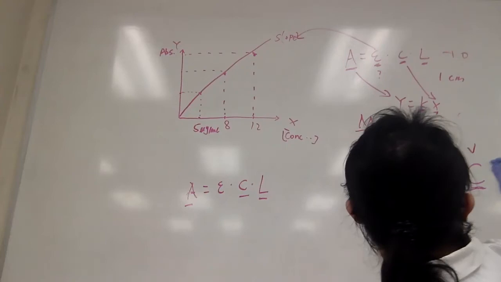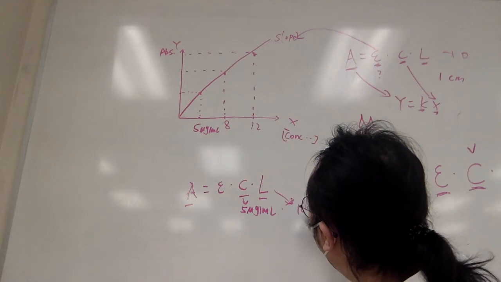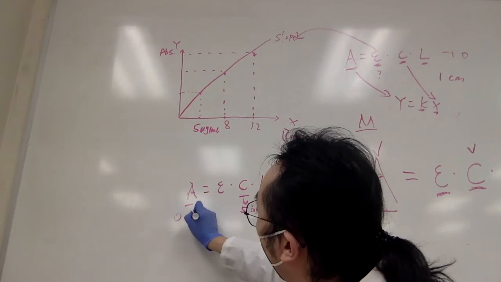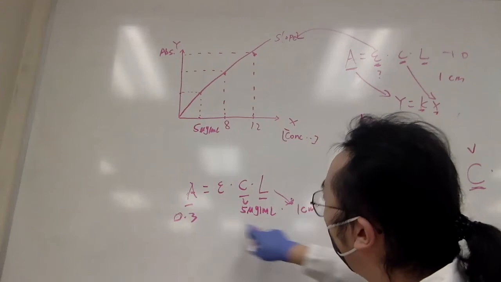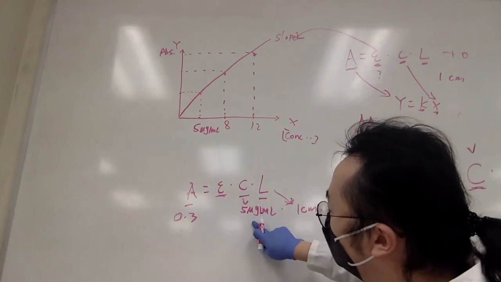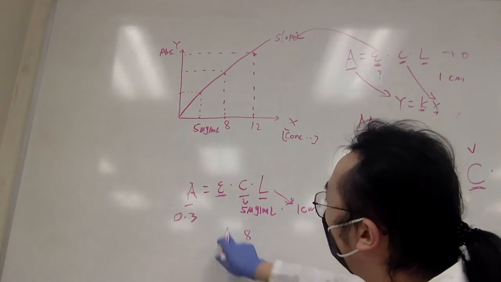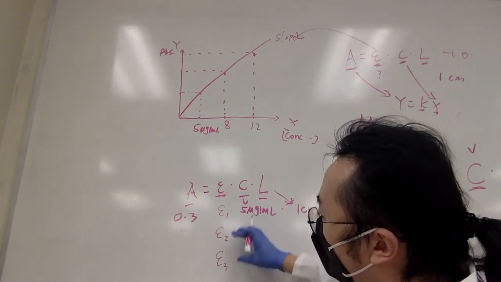So in this case, for example, for 5 microgram per mil and path length as 1 cm, and the absorbance here is, let's say, 0.3. I'm not sure if this absorbance is correct or not, but let's say the absorbance is 0.3. So with these three numbers, you can calculate a number for the extinction coefficient, right? So you got the extinction coefficient for 5 microgram, and you use the data from 8 and 12. You can get three extinction coefficients, let's say x1, x2, and x3. By averaging them, you can get a specific number for the extinction coefficient.